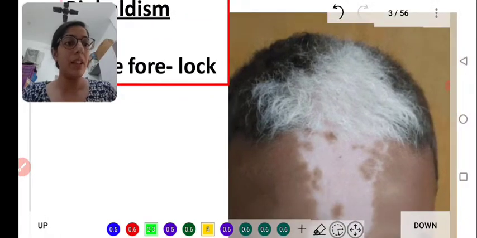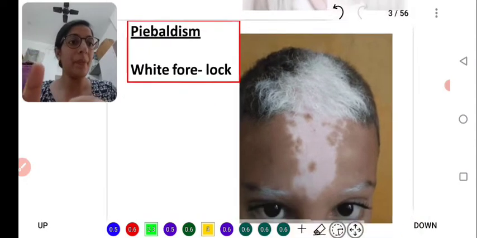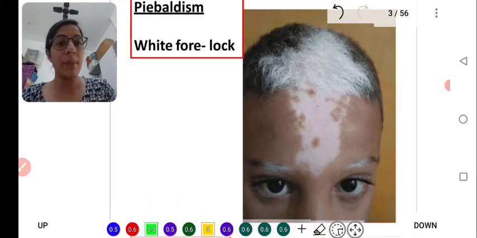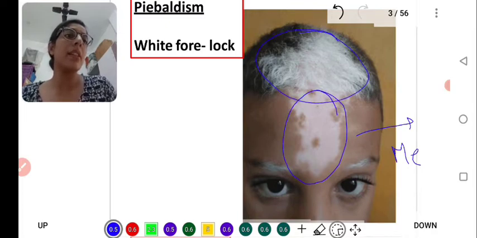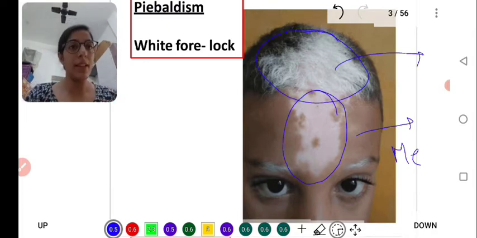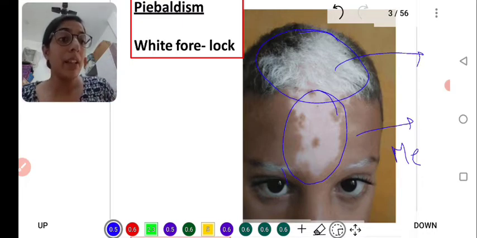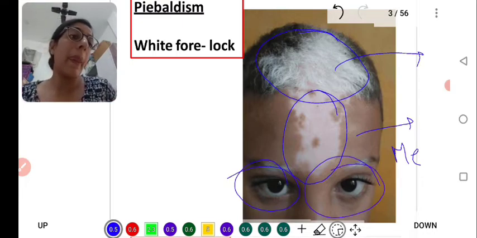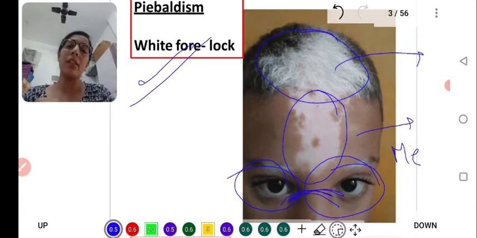Yes, what are you going to see here? Let's wait a minute. Yes. He has pigmentation, right? That means melanin is present, but at some part the color is not present. That means melanin is absent. So this is known as piebaldism, and when eyes are also involved, that is known as white forelock syndrome.